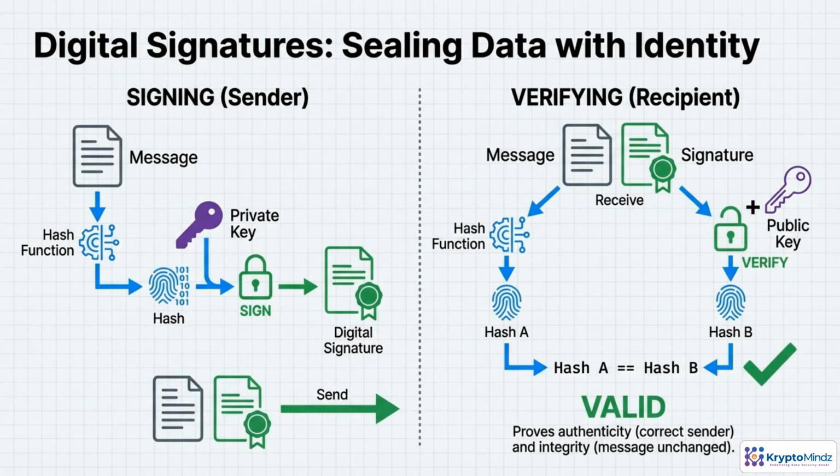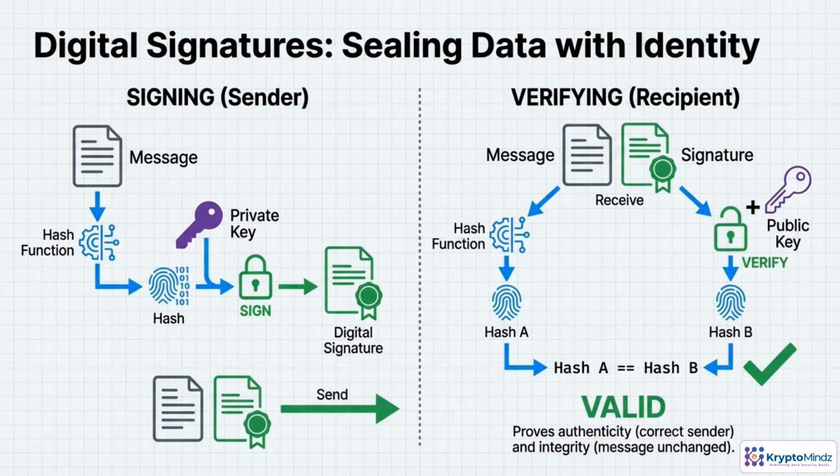Here's how it works, step by step. Step 1. You have a message you want to sign. Step 2. You hash the message. This creates a unique fingerprint of the message. Step 3. You encrypt this hash using your private key. This encrypted hash is your digital signature. It's unique because only your private key could have created it. Step 4. You send both the message and the signature to the recipient.